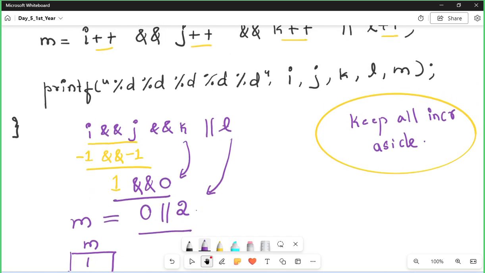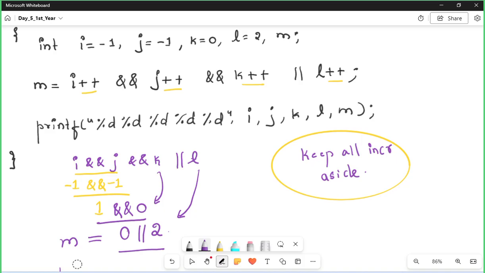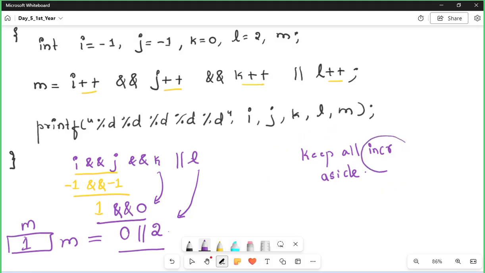Okay. Now what is remaining in the expression? What is pending? M value has become 1 because it is true. Now, don't you think we have kept the increments aside? Now increment I value, increment j value, increment k, increment L. So the answer for this question will be 0, 0, 1, 3 and 1. This is our M value, right? So remaining are I, j, k, L values.